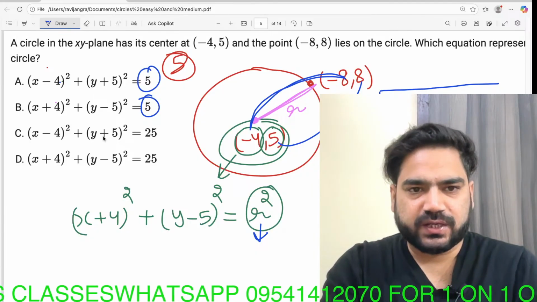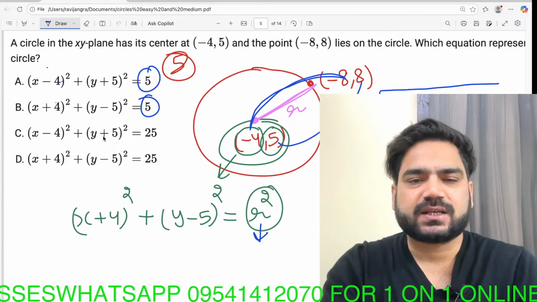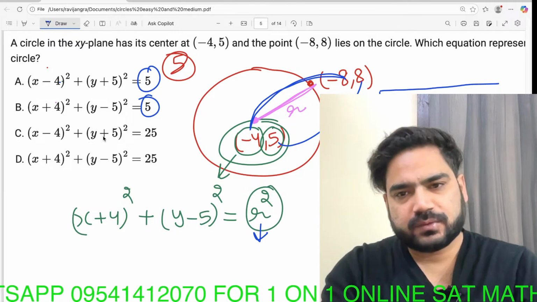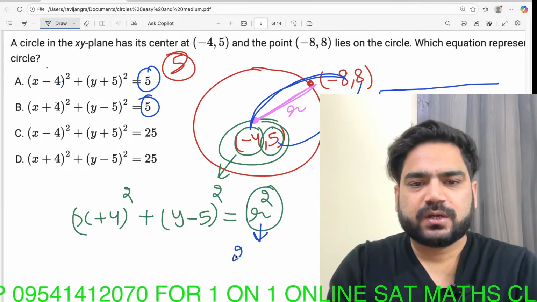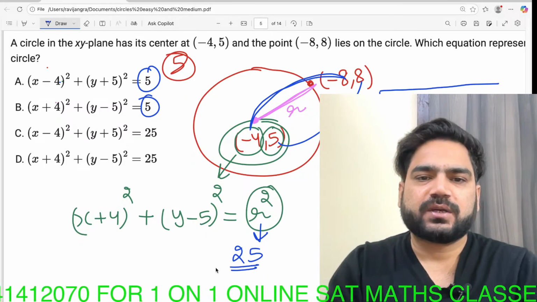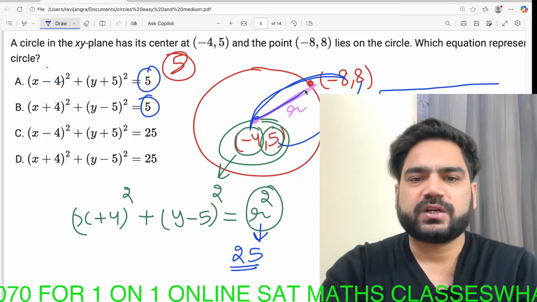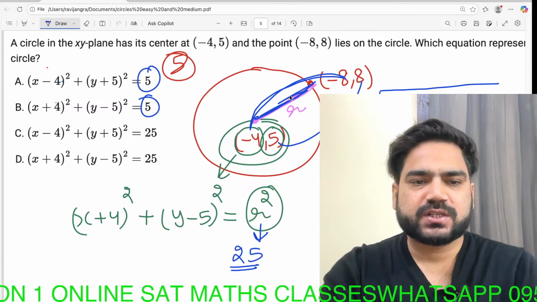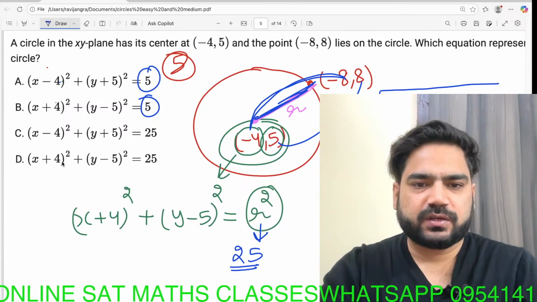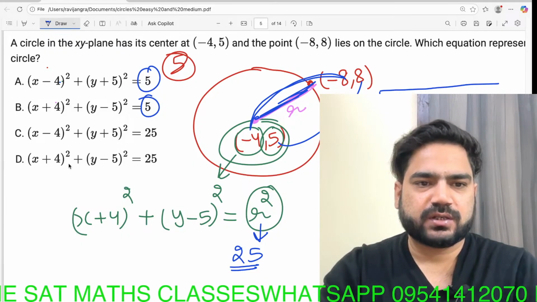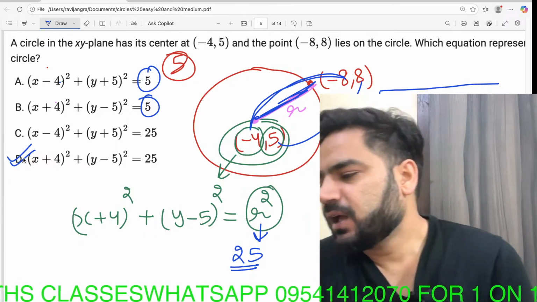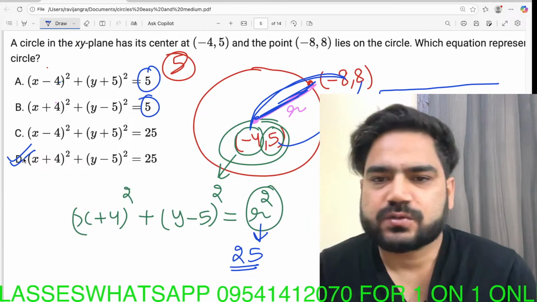Here you can see 5 is given in the options also, but on the right hand side of the circle equation the radius doesn't come, its square will come. So 5 will not come, 25 will come here. We found the radius by using the distance formula between two points. So the answer will be option D, which is the correct option.